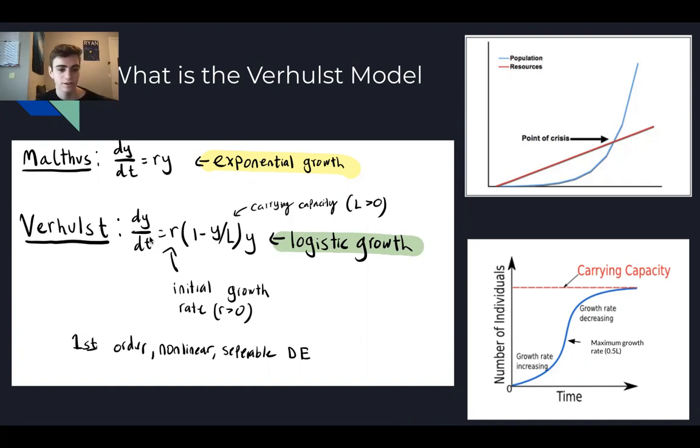And the Verhulst model is given by the equation dy/dt equals r, which is the initial growth rate, times 1 minus y over L, the carrying capacity, times y. And this is also a form of logistic growth. The Verhulst model is a first-order, nonlinear, separable differential equation.